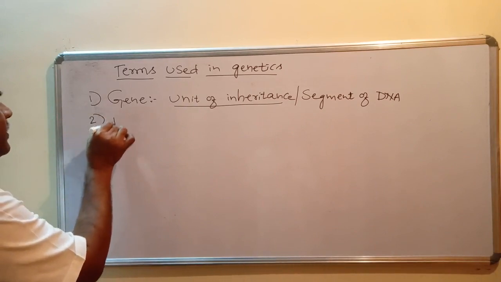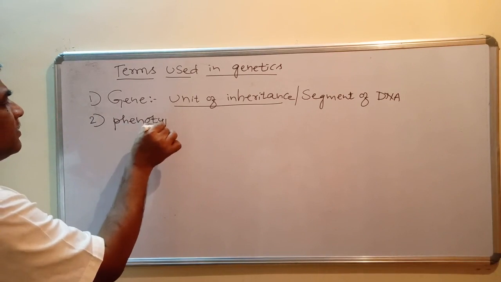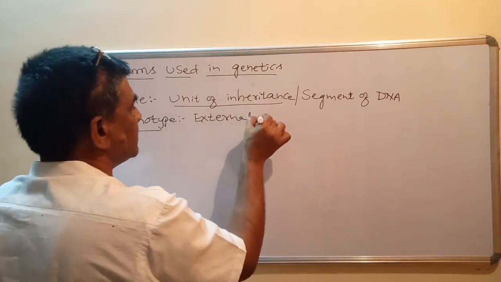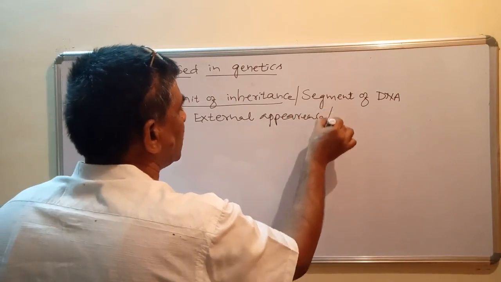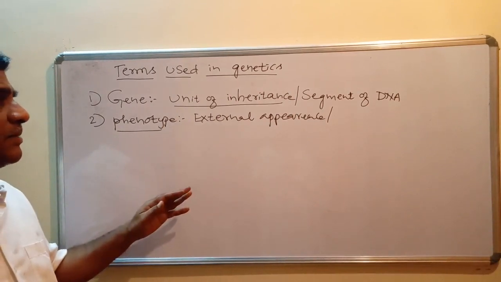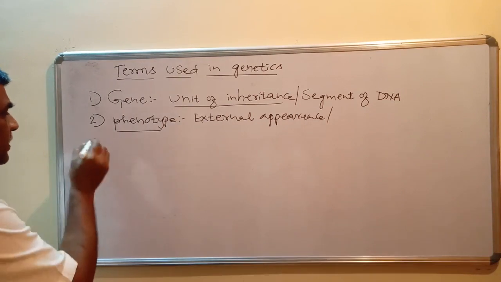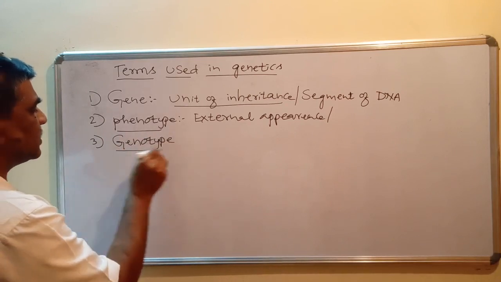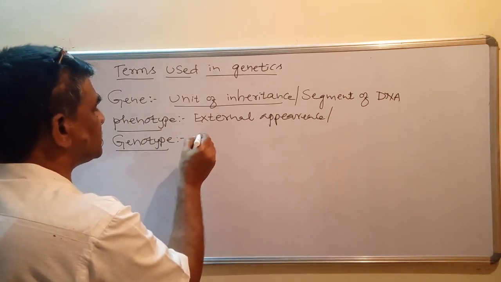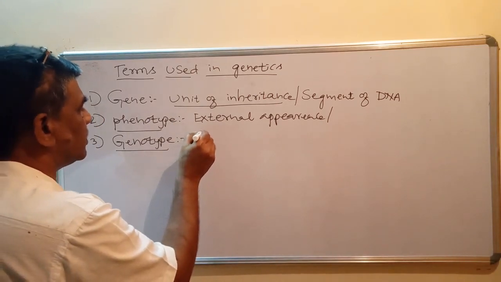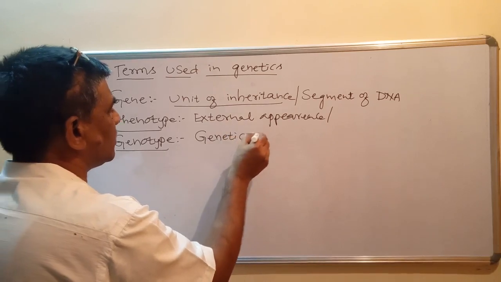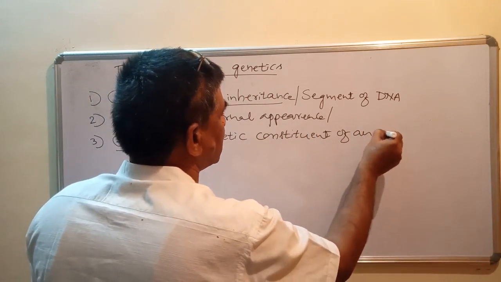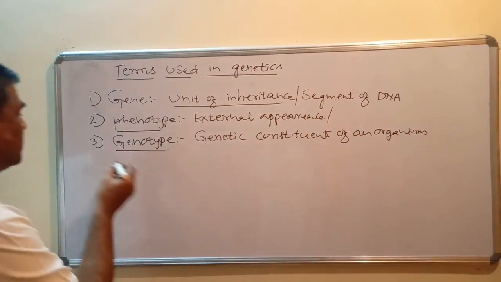One more term is phenotype. Generally, phenotype means the external appearance or morphological characteristic of any organism or part of the organism, and it is called phenotype or phenotypic character. Similarly, another term is genotype. Genotype is the genes which constitute, which can control the external characteristics. The genetic constituent of an organism is called genotype. So this is another one.